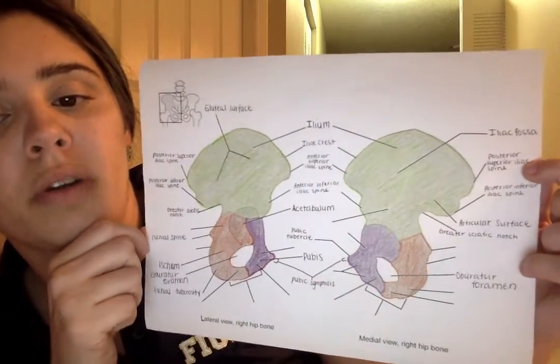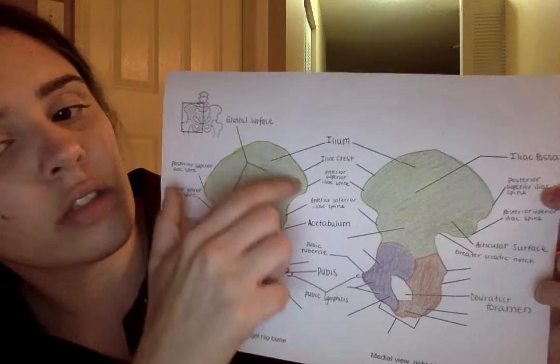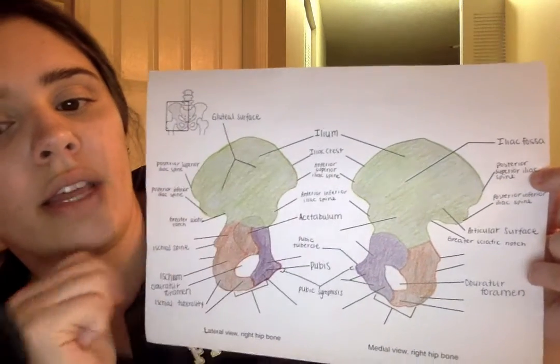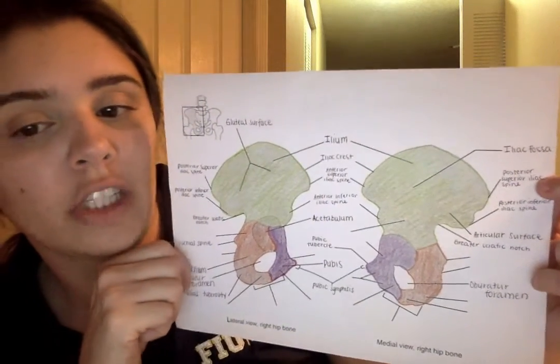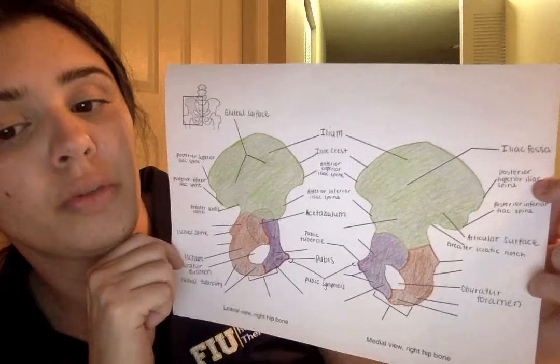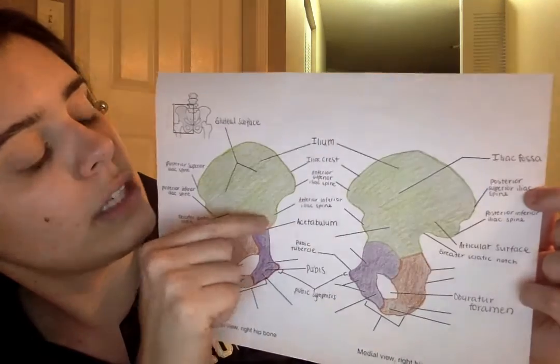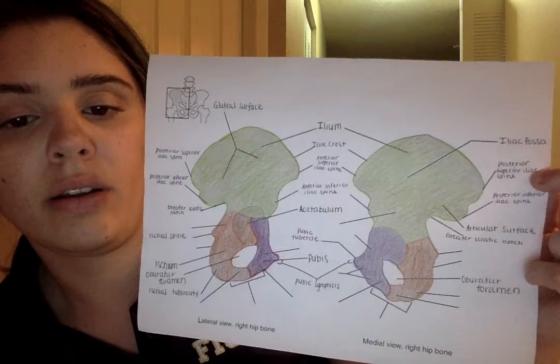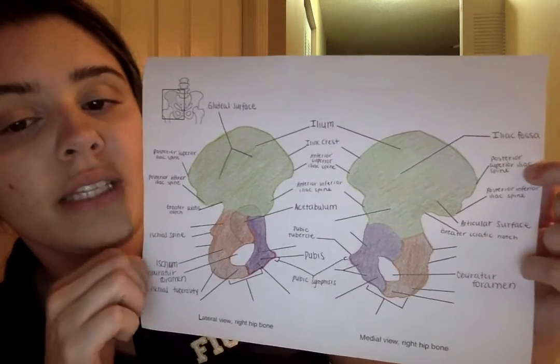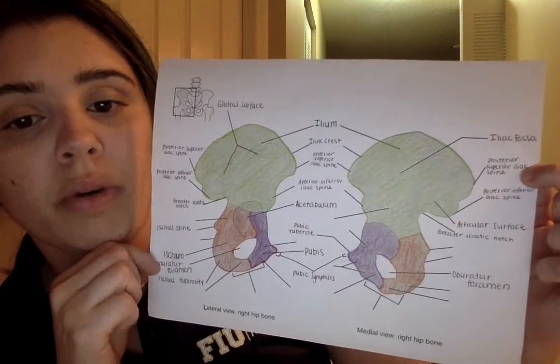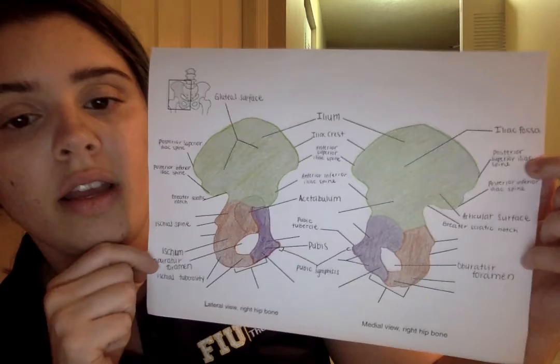This curved superior margin up here is known as the iliac crest. Then the rounded anterior termination of the iliac crest is the anterior superior iliac spine, right here. And then right below that is the anterior inferior iliac spine. Both of these iliac spines do serve as attachment points for muscles of the thigh.